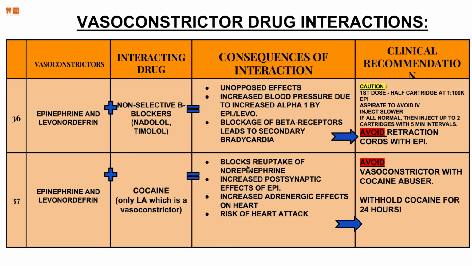This will have a blockage of reuptake of norepinephrine. That's the role of cocaine. When norepinephrine is not reuptaken, it will increase postsynaptic effects of epinephrine. That's as simple as it gets. Increased adrenergic effects of the heart, leading to a risk of heart attack. So we avoid vasoconstrictors with cocaine abusers, completely avoiding. And we must withhold the cocaine for 24 hours, also because it's very, very risky for other effects as well.